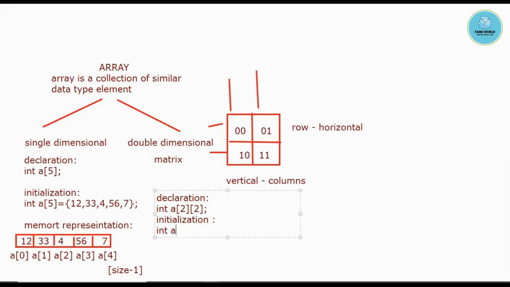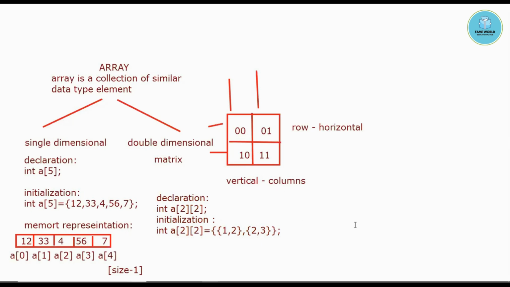So int a of 2 by 2 we were having, and now when we have to initialize, we have to give the rows and columns, like I am taking 1 comma 2 and 2 comma 3. So these are the values basically. 1 comma 2 is the value for the first row, and 2 comma 3 is the value of the second row. So this way we can initialize.